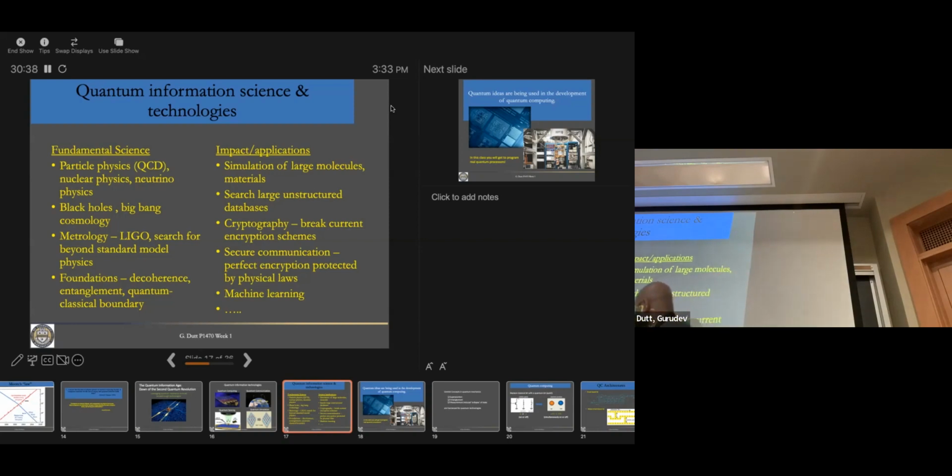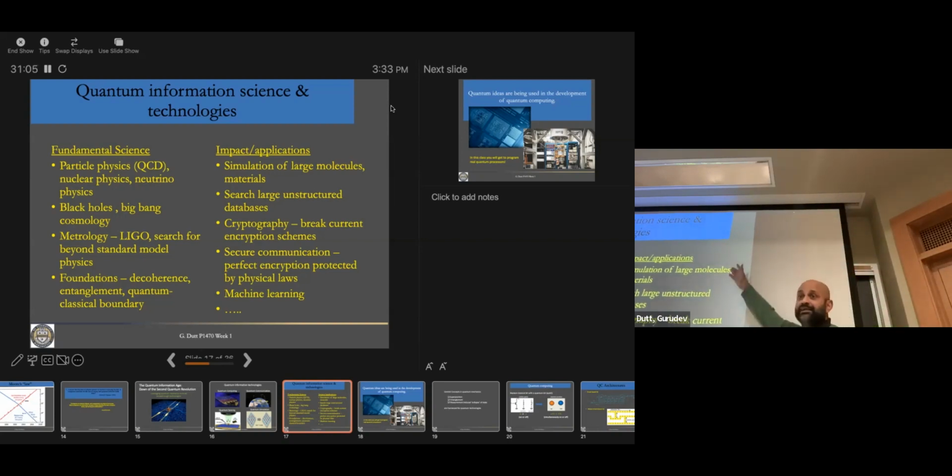And then finally, the foundations. These are the things that, at least undergraduate physics majors will empathize with, the arguments that one has late at night about what really is a quantum state and what is a Schrodinger cat. We may talk about some of that in this class as well, but those are also being addressed by this quantum information science research.